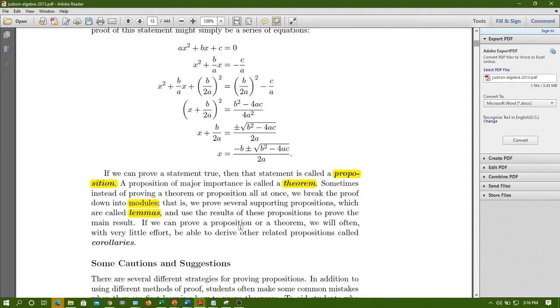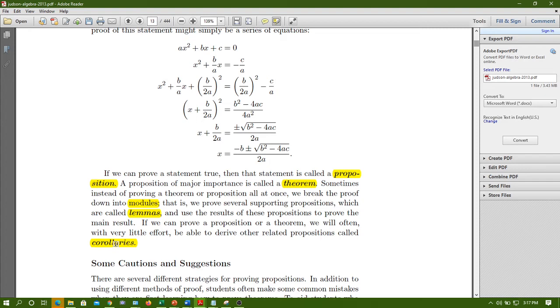If we can prove a proposition or a theorem, we will often, with very little effort, be able to derive other related propositions called corollaries. So from a statement, if you can prove that statement, it can become a proposition. And a proposition with major importance, we call that a theorem.